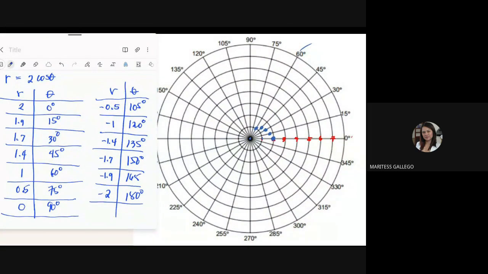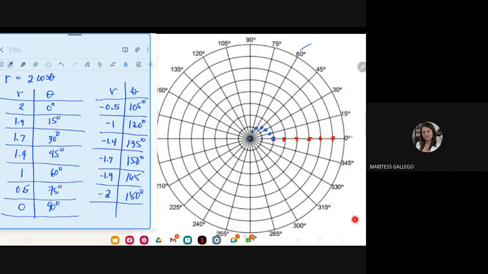And then, what's next? 75. 75 is 0.5. So, nasa gitna. Dito siya. And then, 90 is 0. So, yung 90 natin, nandito na siya. So, it's like a circle. Okay. And then, 105 degrees. Pag 105 degrees na daw, negative. Okay, this is how you plot.